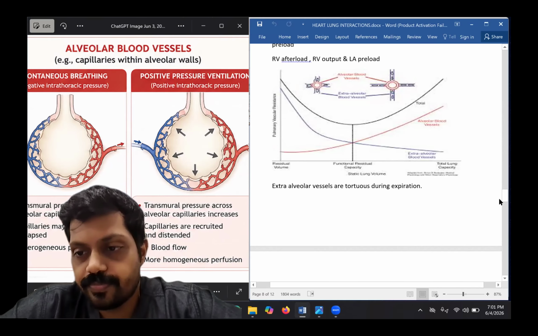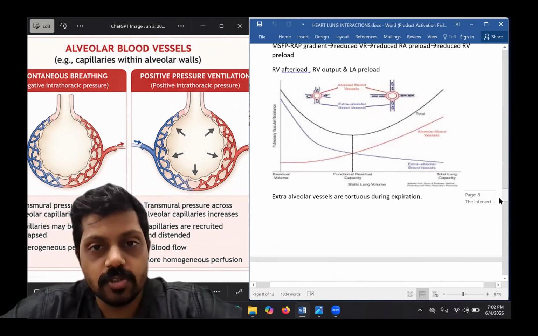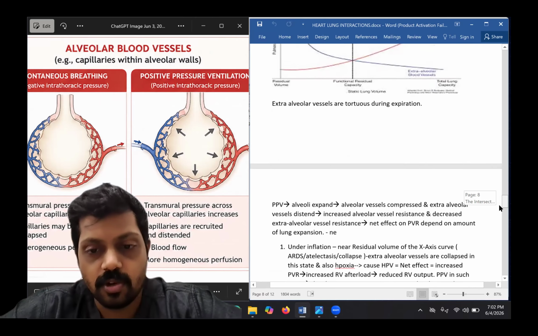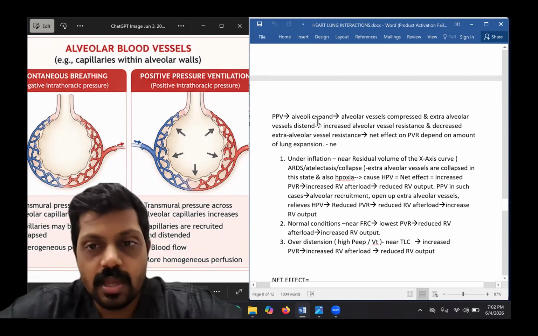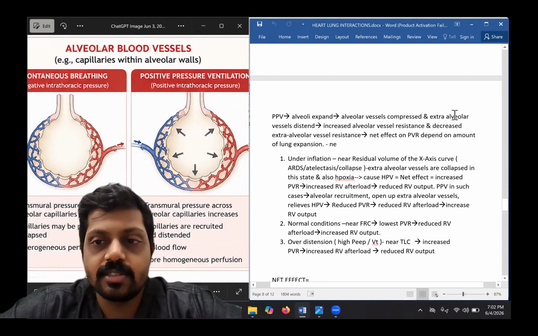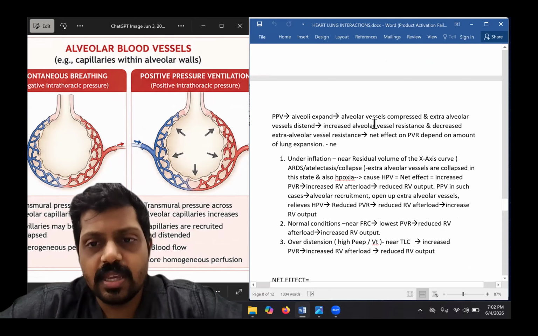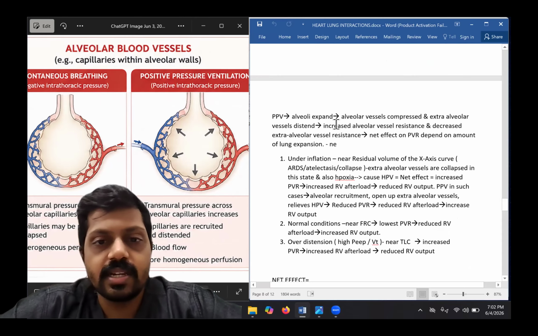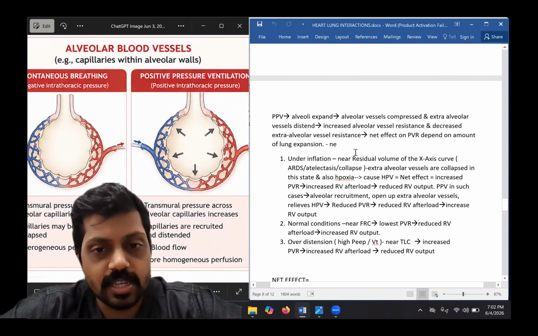So where were we? We saw what happens to the RA and RV preload with positive pressure ventilation. Now we should see what happens to the RV afterload. With positive pressure ventilation, alveoli expand, alveolar vessels are compressed, and extra-alveolar vessels distend. This is what I showed you. So there is increased alveolar vessel resistance and decreased extra-alveolar vessel resistance. The net effect on pulmonary vascular resistance depends upon lung expansion.